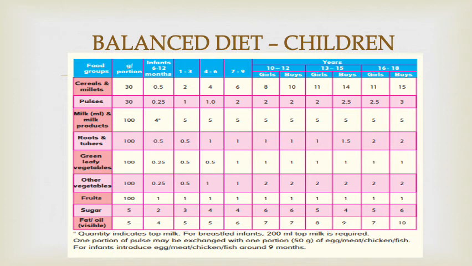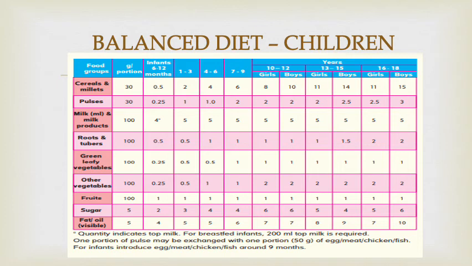Balanced diet in children. It is divided into food groups such as cereals and millets, pulses, milk and milk products, roots and tubers, green leafy vegetables, other vegetables, fruits, sugar, fat and oil in the visible form.